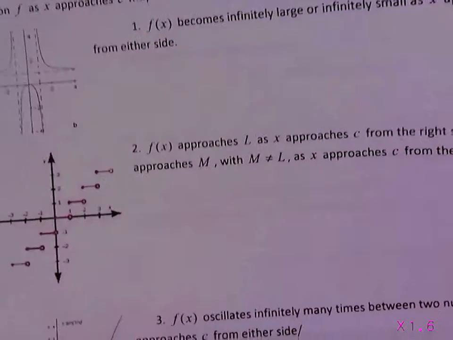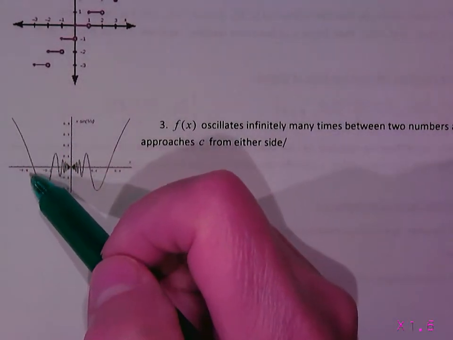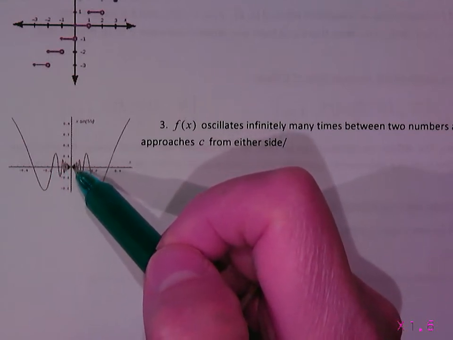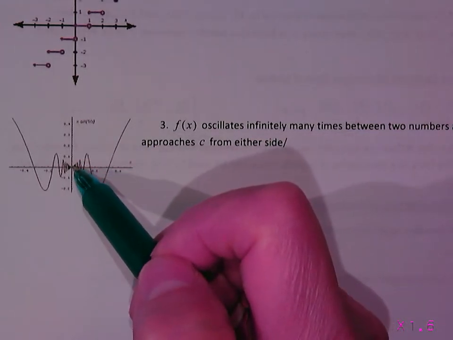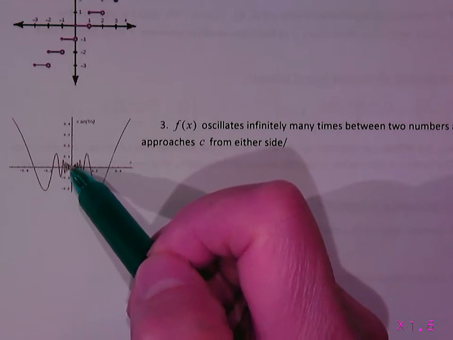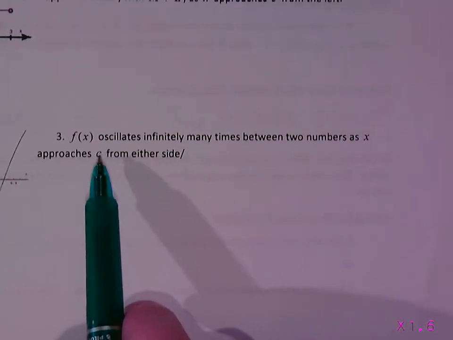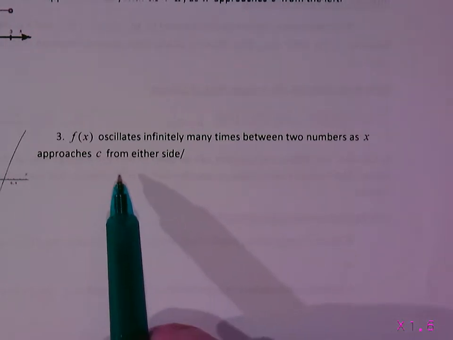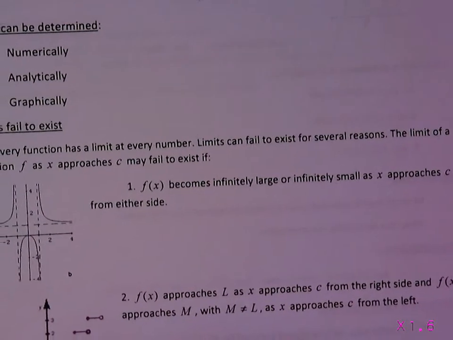And the last case, which is not as common, is this function here. It's going down, up, and then it's just going back and forth, up and down, and keeps going. But the limit at 0 fails to exist because as it comes closer and closer to 0, it is oscillating back and forth. So the limit fails to exist if f of x oscillates infinitely many times between two numbers as x approaches that number from either side. Those are the notes I use in AP Calculus.